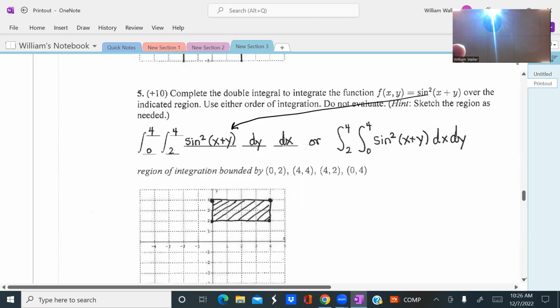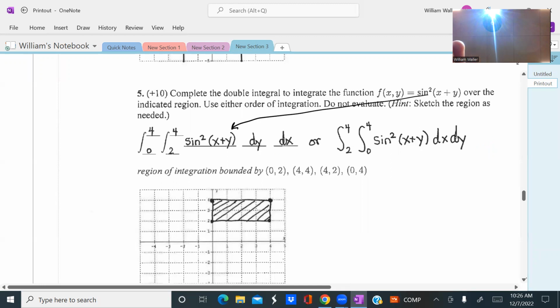So if you choose dy, that means you're going to let y vary first. How does y vary in this region? Where does y start and where does it finish? What's the smallest value for y? 2. What's the largest value for y? 4. Right. So your limits of integration, if you start with dy, will be 2 to 4, right? Because this region is going 2 to 4 on the y-axis.